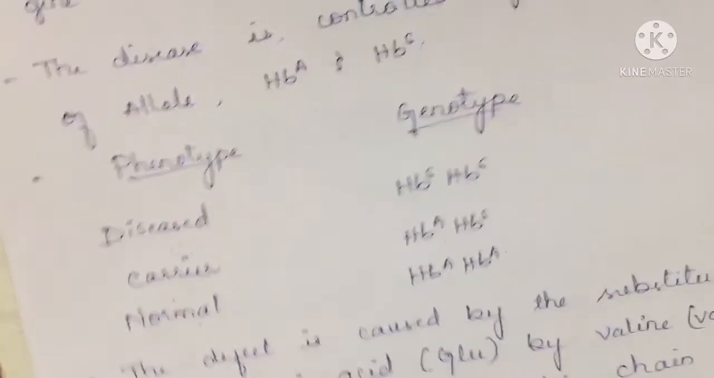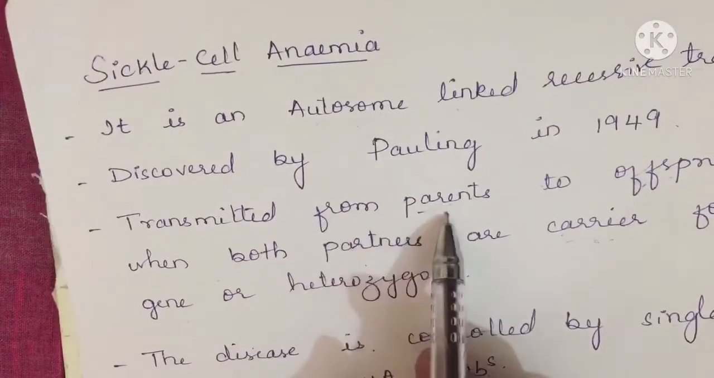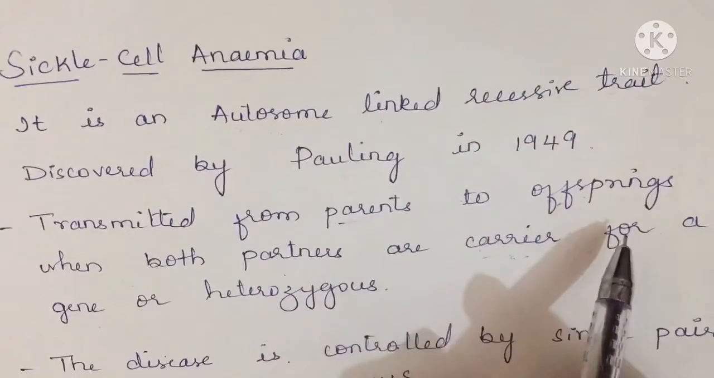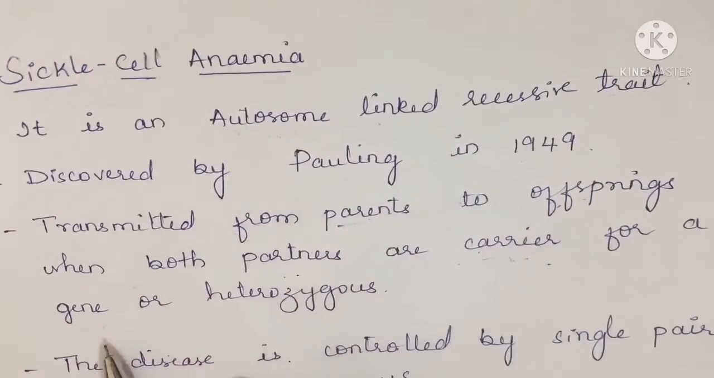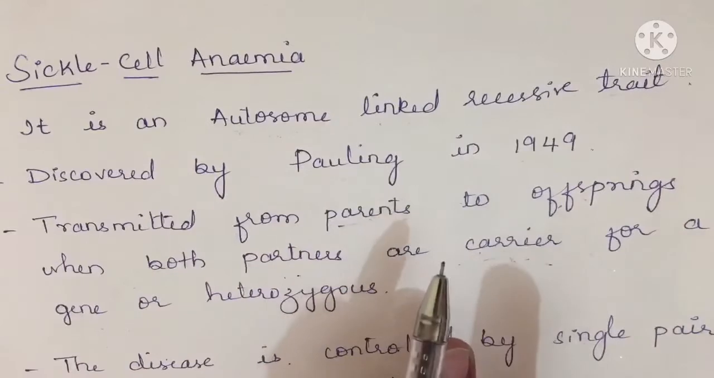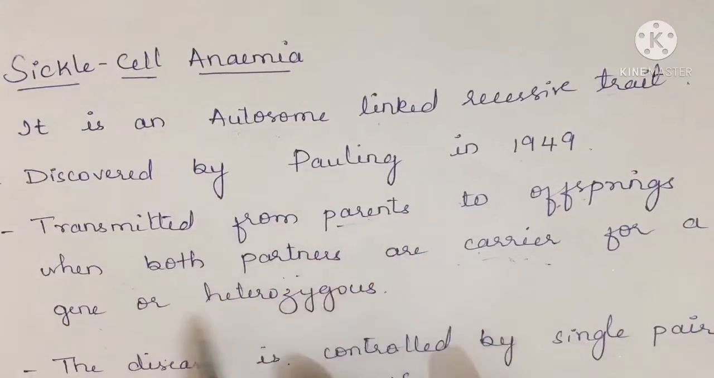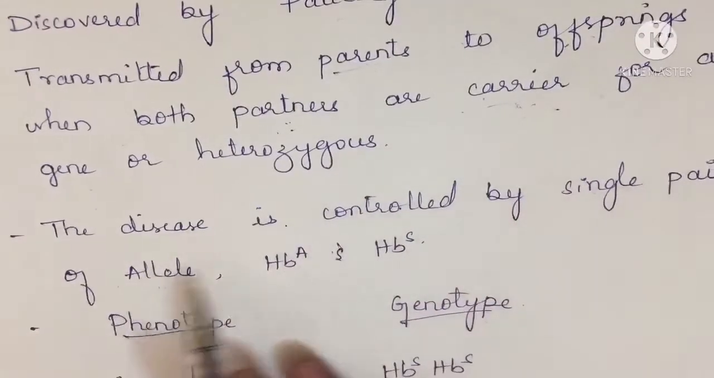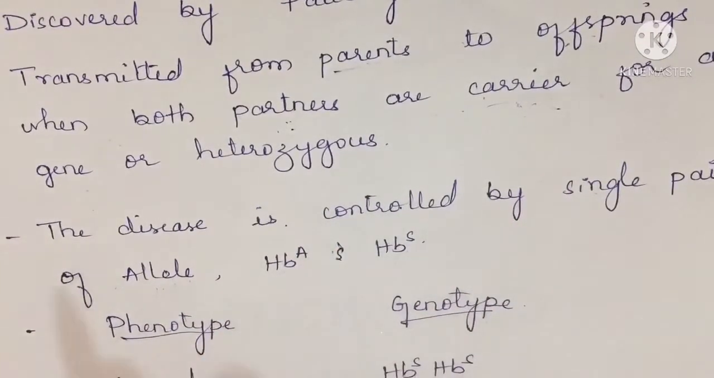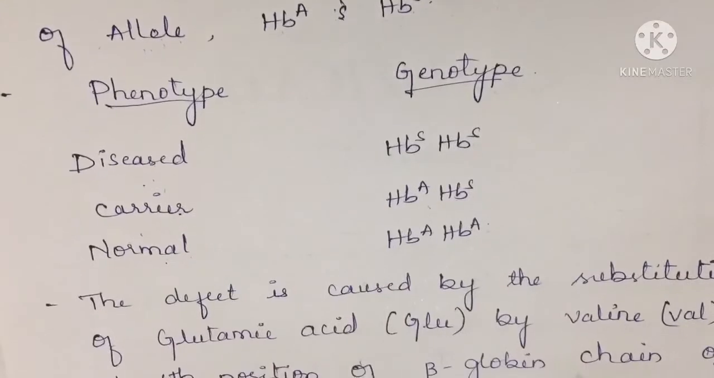Okay, so the condition that has been stated is that it is transmitted from parents to offspring when both partners are carrier, when both partners should be a carrier for a gene or they must be heterozygous, right? So hope you understood this sentence. And we have given about this, the disease is controlled by a single pair of alleles, HBA and HBS, and we have discussed about this also, phenotype and genotype of it.